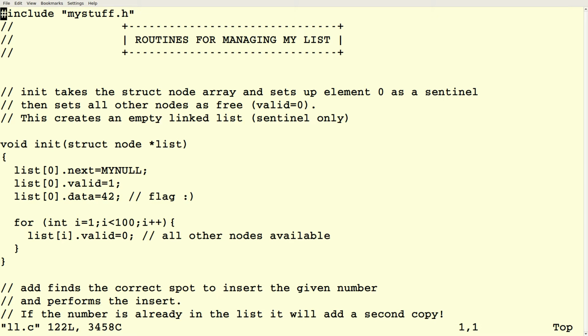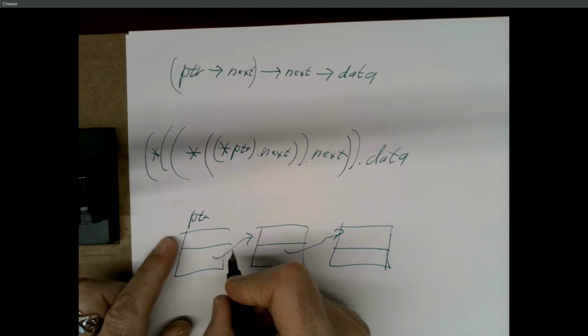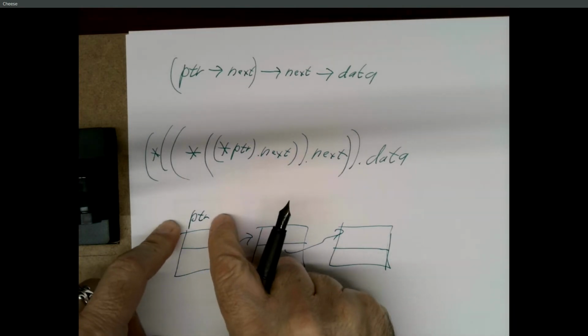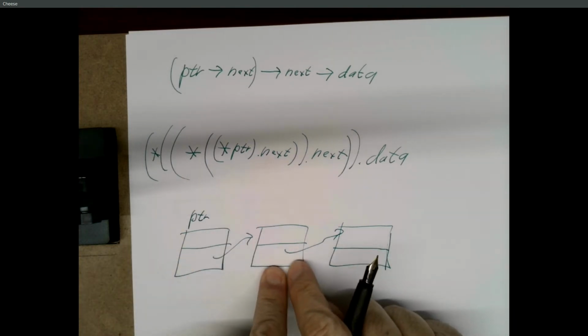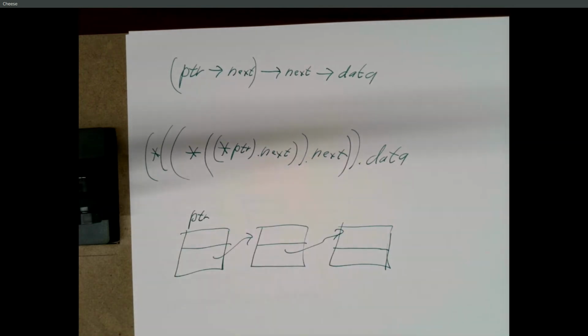So if this is a pointer to the sentinel node, I can't just start off by saying free PTR because then I have no way to get to the next node. So I have to move to the next node and then look back and free the pointer.